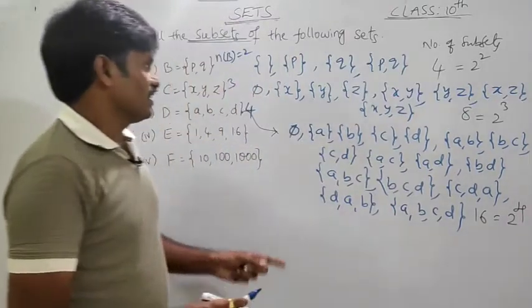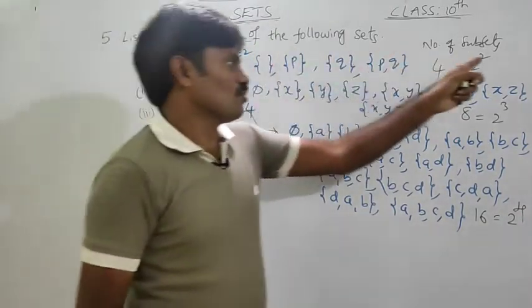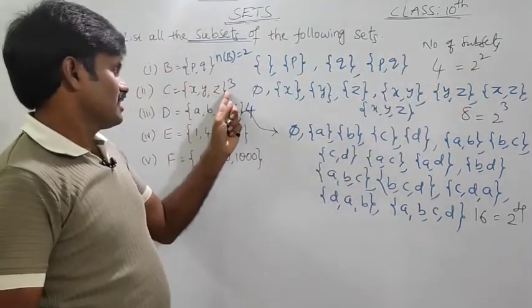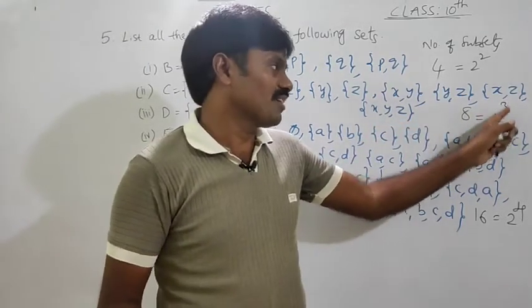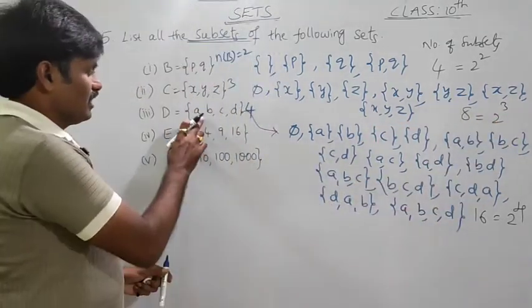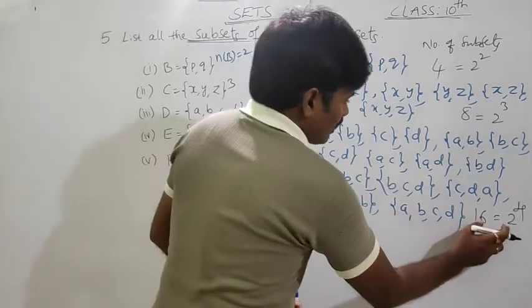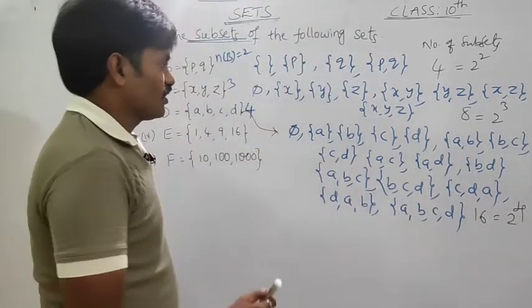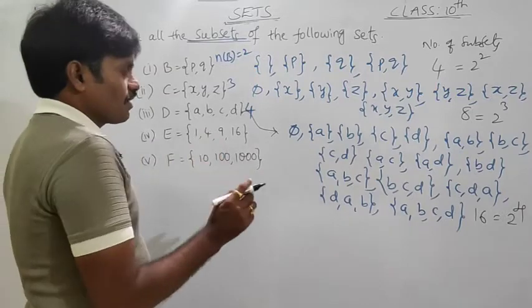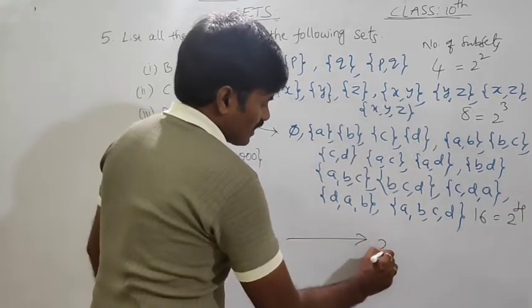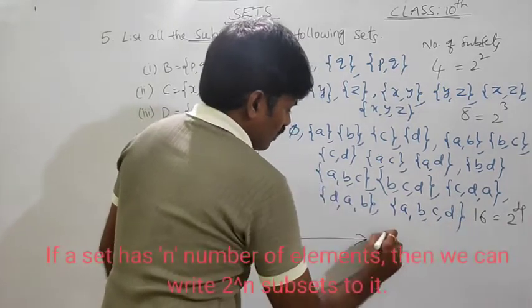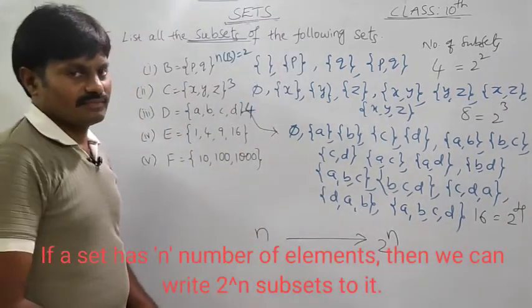2 power 4. See, here are 2 elements. We got 2 power 2 subsets. In this set, 3 elements are present. We got the number of subsets as 8. That is 2 power 3. Here are 4 elements. We got the number of subsets as 2 power 4. So if we consider the number of elements in the given set as n, then the number of subsets we get is 2 to the power of the number of elements, 2 power n.